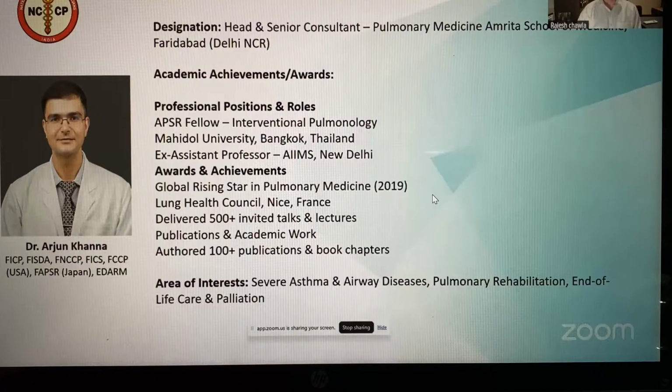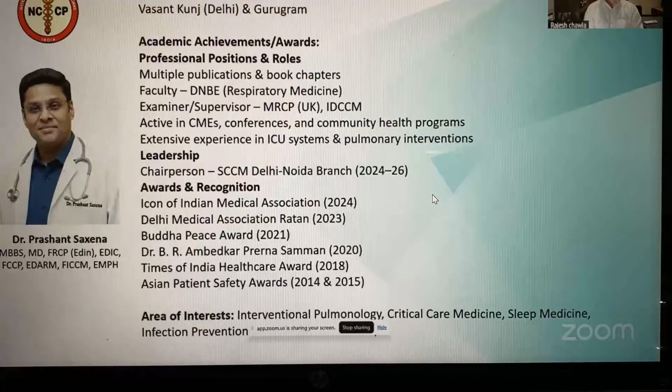His areas of interest: severe asthma, airway disease, pulmonary rehabilitation, and end-of-life care and palliation. And he is co-moderating along with Dr. Prashant Saxena, a very dynamic intensivist and pulmonologist. He is principal director and head, Department of Pulmonology, Critical Care and Sleep Medicine, Fortis Vasant Kunj, Gurugram. He has multiple publications. He is faculty for the Diploma at National Board of Examination.